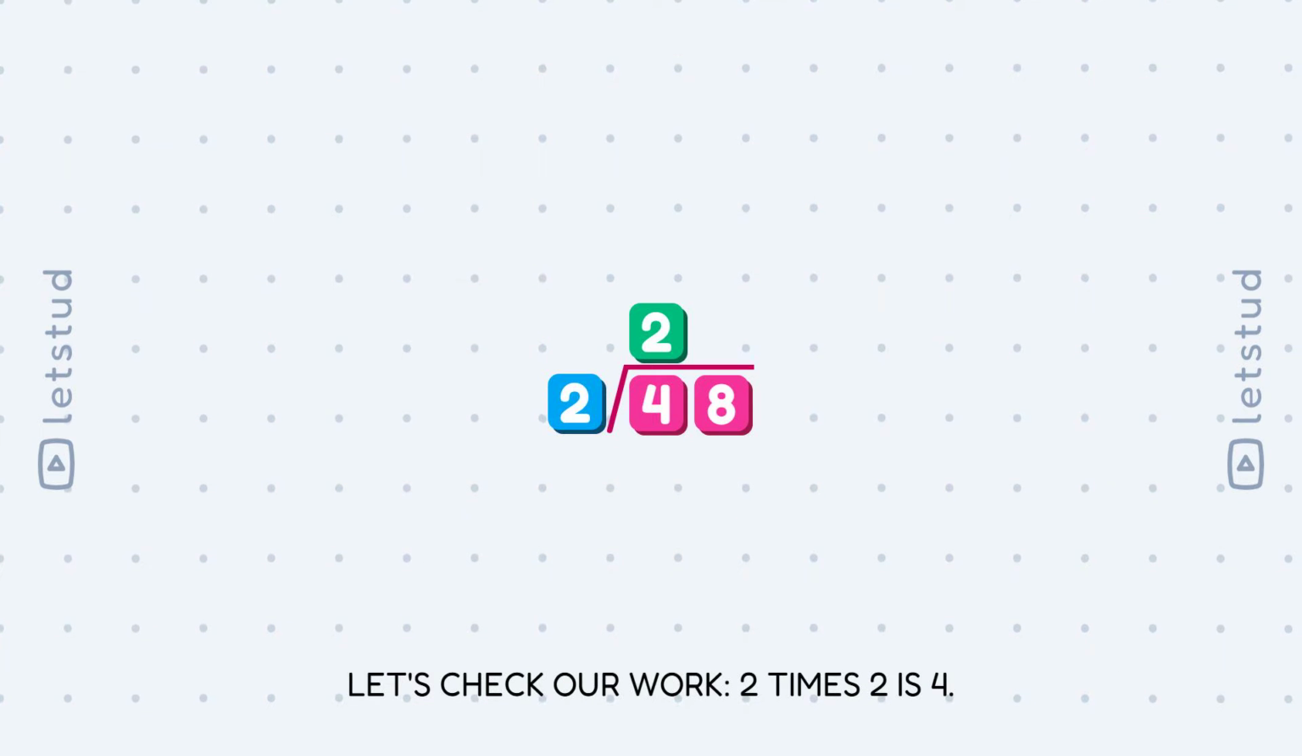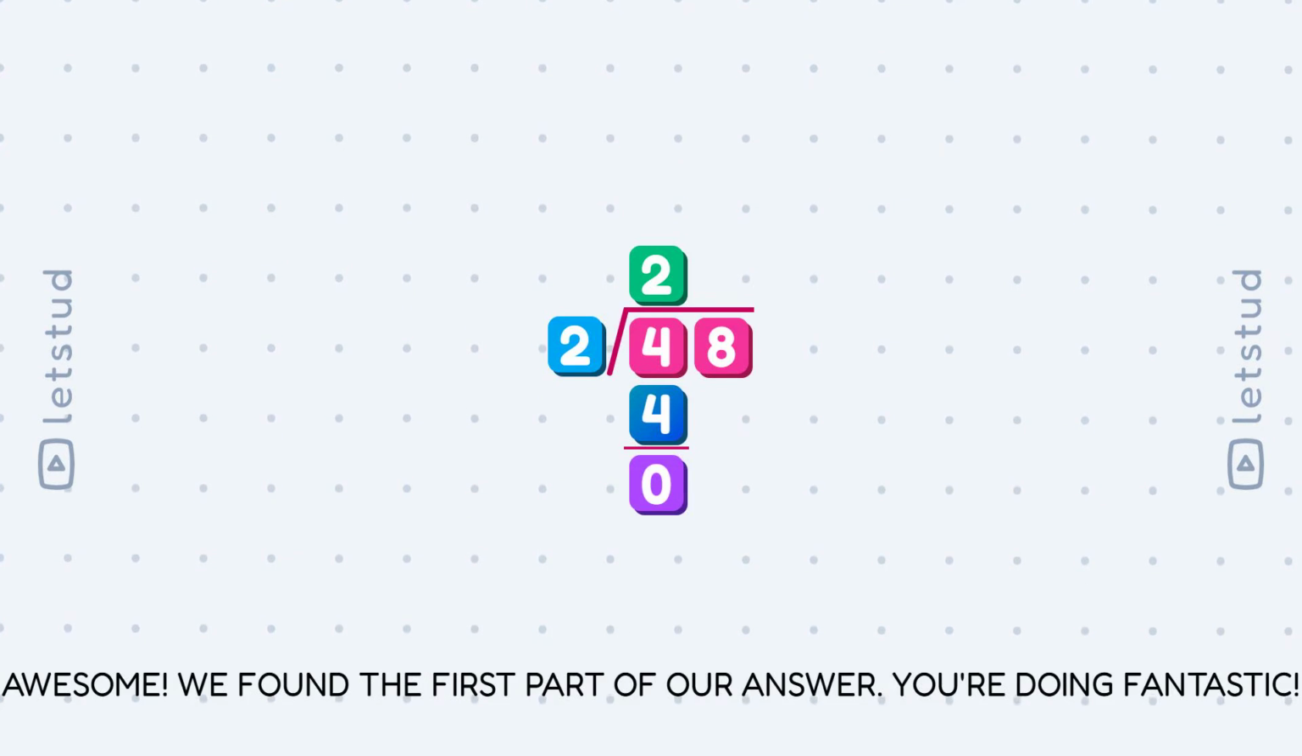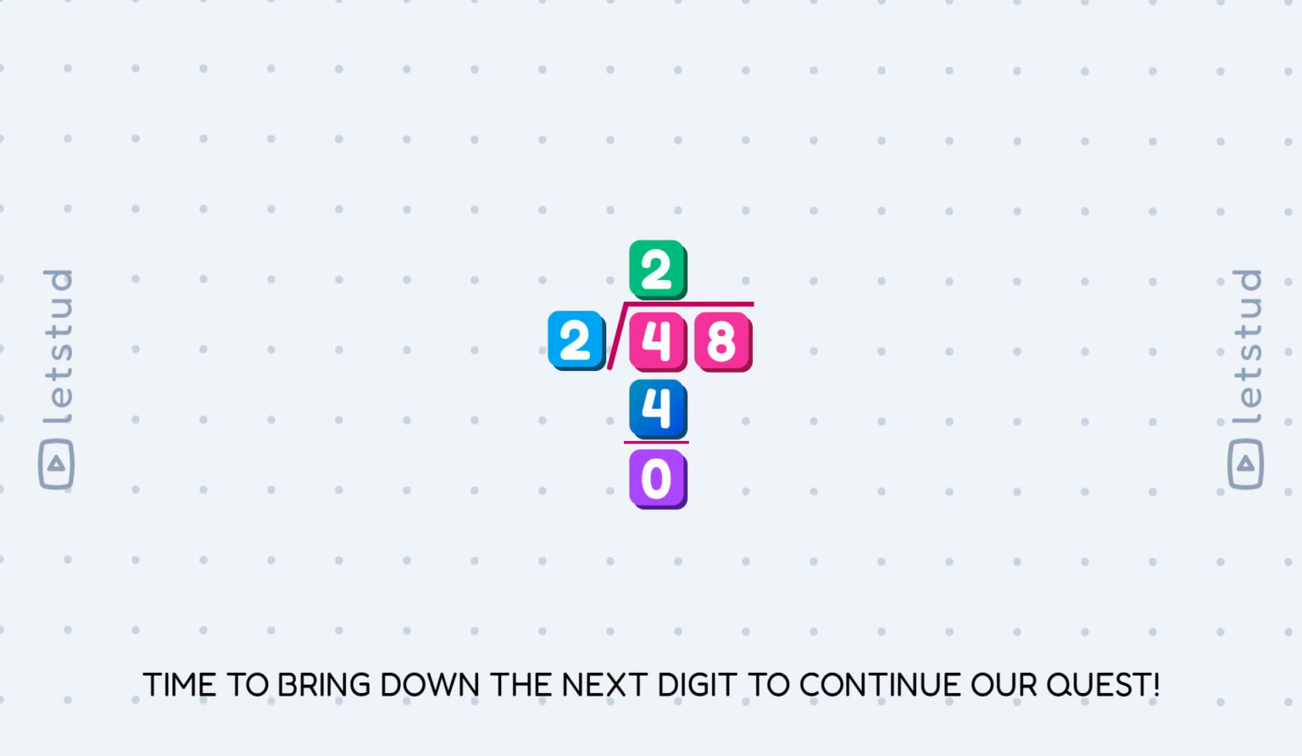Let's check our work. 2 times 2 is 4. Now we subtract. 4 minus 4 equals 0. Easy peasy. Awesome, we found the first part of our answer. You're doing fantastic. Time to bring down the next digit to continue our quest.